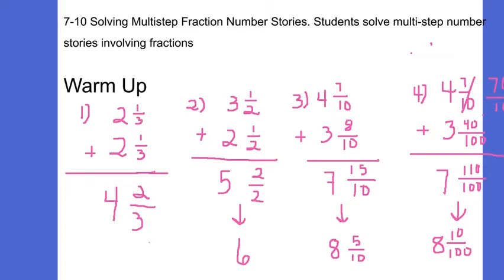Right, okay, so far on the Google form you should have done the warm-up and the math message. We will go over the warm-up and the math message quickly here. All right, so on the first one, you have 2 and 1/3 and 2 and 1/3. That would be 1/3 plus 1/3 is 2/3, and 2 plus 2 is 4, so it's 4 and 2/3.